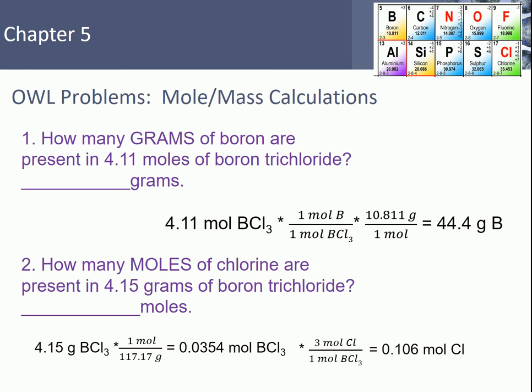So this is what you're going to be expected to do now, and to be able to use the molecular formula as a molar ratio between the elements and between the molecule itself.